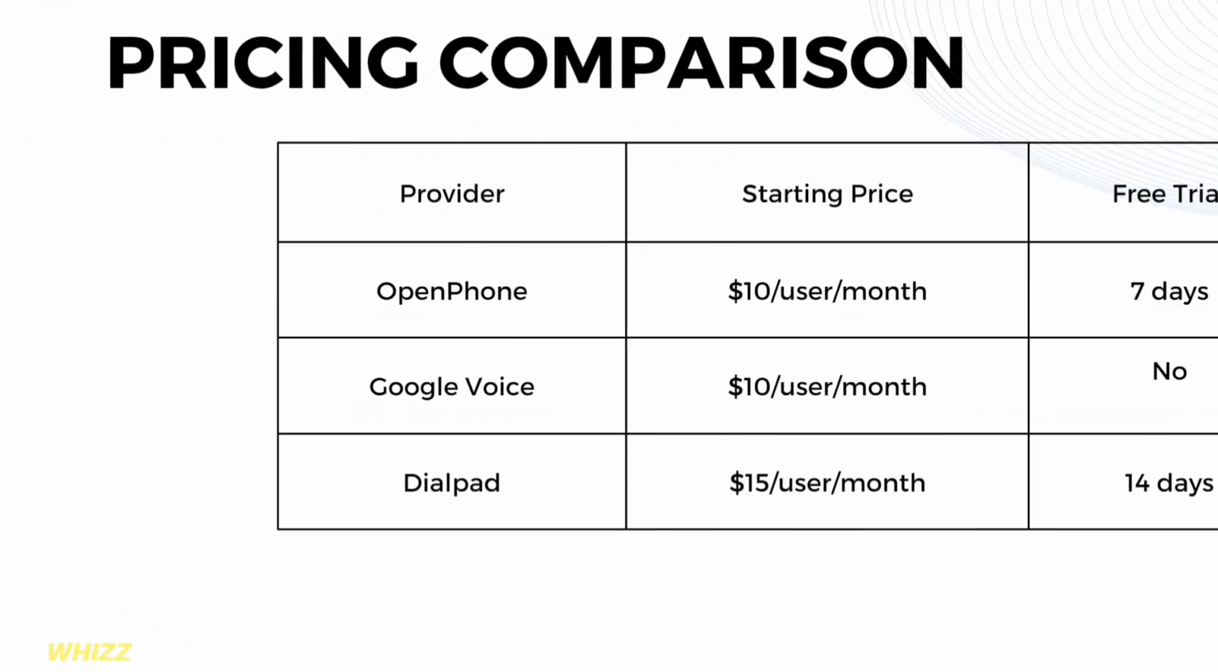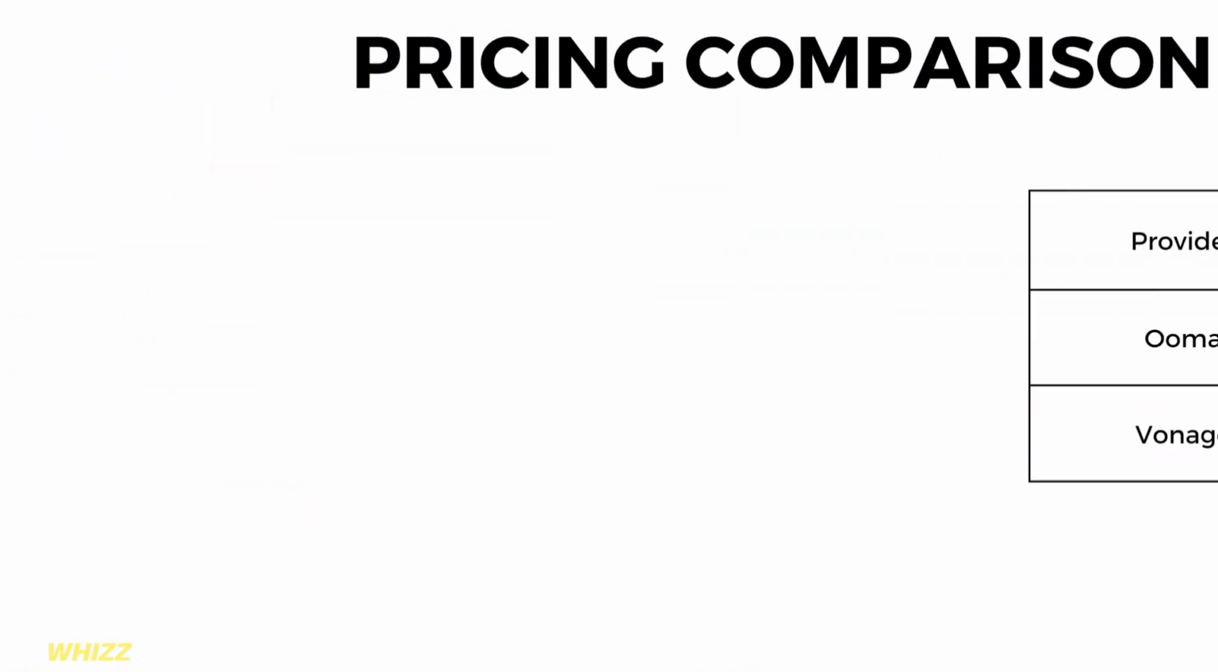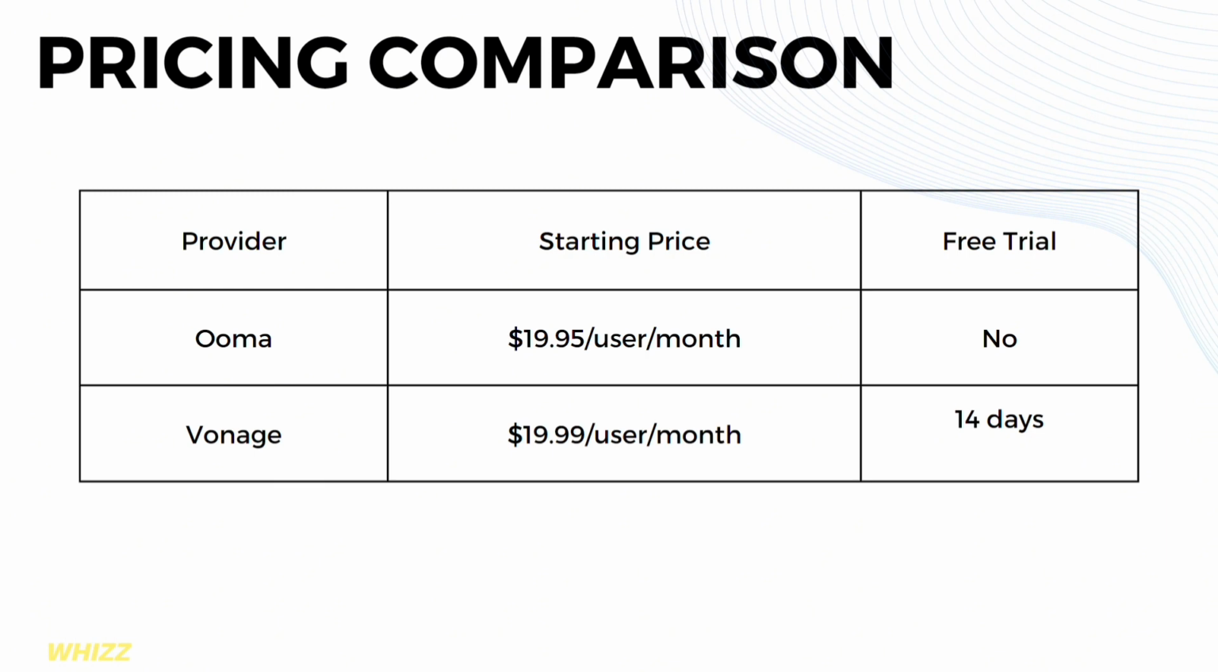Let's start by looking at the pricing comparison of these platforms. As you can see on this table, OpenPhone offers a starting price of $10 per user per month with a 7-day free trial, while Google Voice offers $10 per user per month and no free trial. Dialpad offers a starting price of $15 per user per month with a 14-day free trial. On the other hand, Ooma offers a starting price of $19.95 per user per month and has no free trial, while Vonage offers $19.19 per user per month and a 14-day free trial.